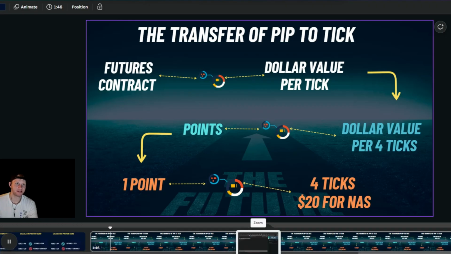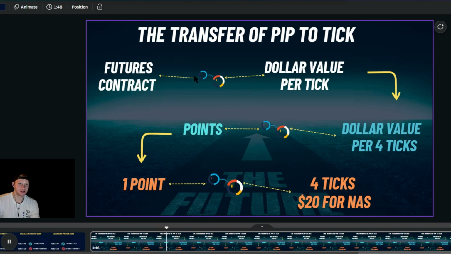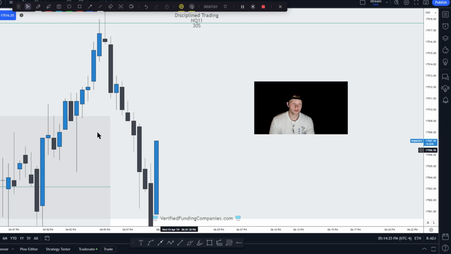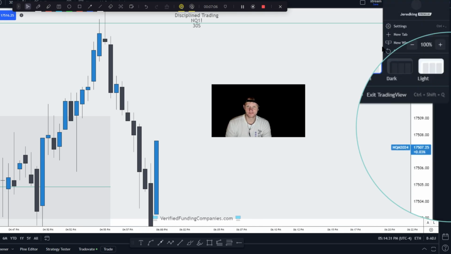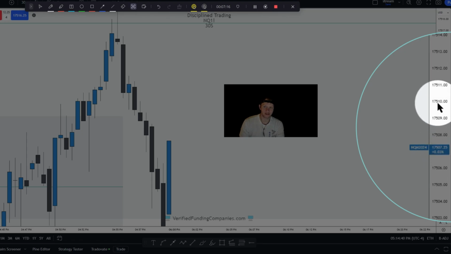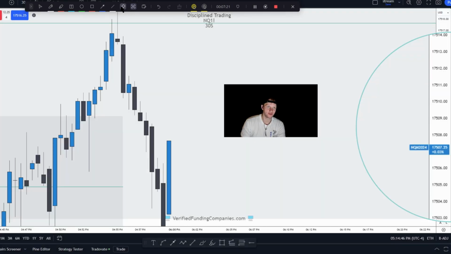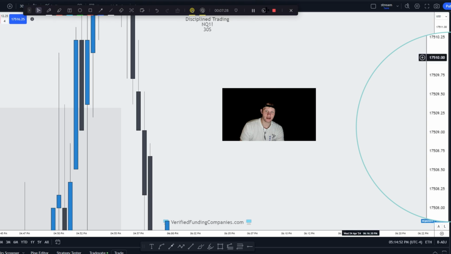All right, so let's break down the transfer of the pip to the tick. How do we do that? We have a futures contract, right? And each futures contract has a dollar value based on the tick. So what is a tick? If we look at NASDAQ here, this is a NASDAQ futures chart. If we look to the right and come over to the side, you can see that we have a dollar between these. But if you zoom in even farther, spread it out some more, now you have 0.25. So there are 4 quarters in a dollar, right?